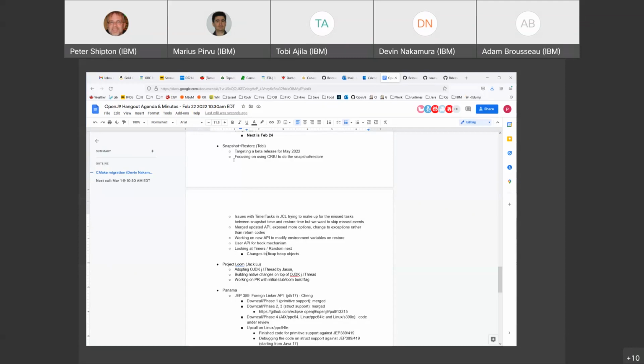Who normally updates the minutes for snapshot and restore? I wasn't able to capture everything you were saying there. So I guess if you want updates in the minutes, maybe you can do that after. Yeah, I'll add an update.